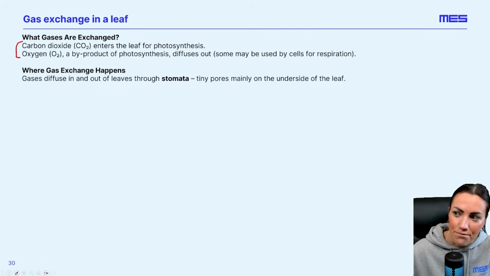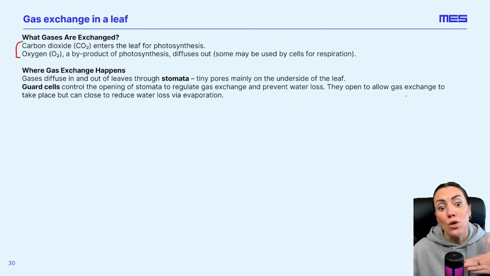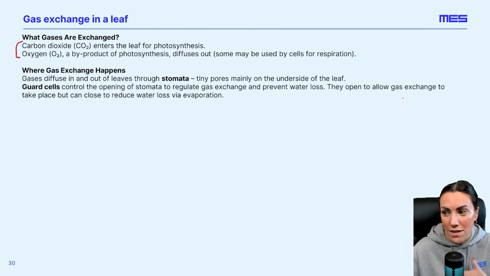Now, where does this happen? These gases diffuse in and out of leaves through stomata. These are tiny pores or little holes that are mainly found on the lower surface of a leaf. And the stomata are surrounded by guard cells. Guard cells can control the opening of stomata to regulate gas exchange and water loss. Obviously, stomata need to be open to allow gas exchange to take place. For example, to allow the carbon dioxide to diffuse in for photosynthesis, to allow the oxygen to diffuse out.